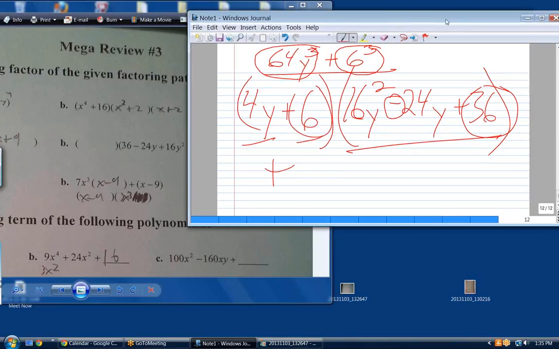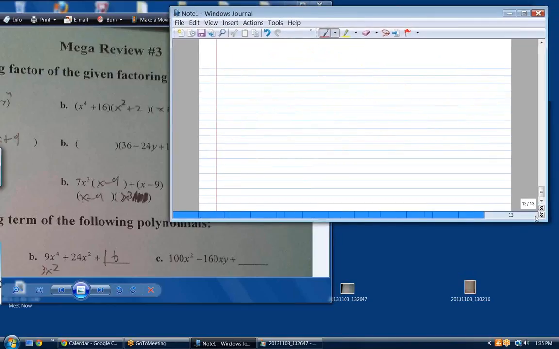Okay, I like these problems. They do make you think about these a little bit more.